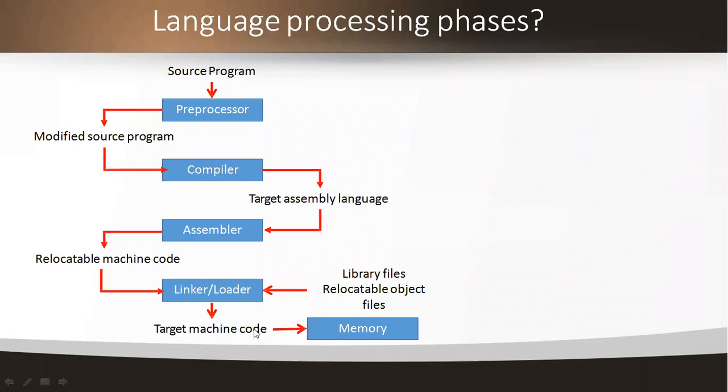This is what we call the language processing system, from the source to the machine code. And here we have four tools: preprocessor, compiler, assembler, and linker or loader. And finally, we get an output in the form of target machine code.